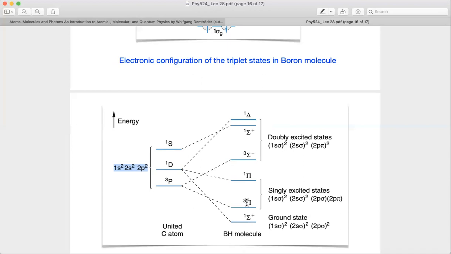So 1 sigma plus, 3 pi, 1 pi, 3 sigma minus, 1 sigma plus, and 1 delta kind of states basically. Okay. So the ground state comes from a lot of combination of orbitals, etc. But basically this is coming from 1s sigma, 2s sigma, and 2p sigma states. Okay. So this is another kind of diagram that you will see. So united atom picture and how the splitting happens when you go to finite distances, etc.